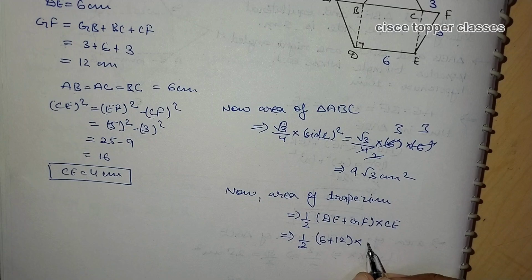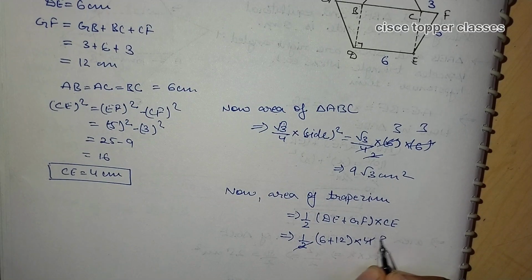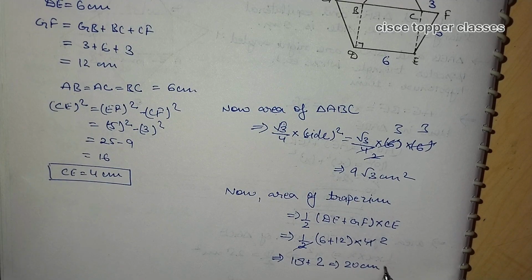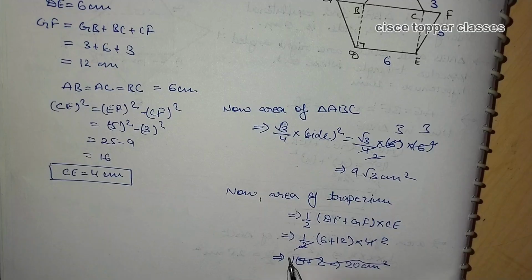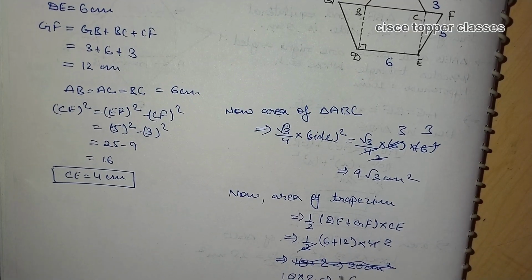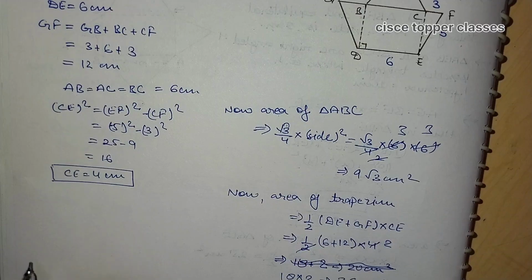CE we have found as 4. So this will be cancelled out here. 18 plus 2 means 20 centimeter square here. Sorry, 18 into 2. So 18 into 2 will be 36 centimeter square.